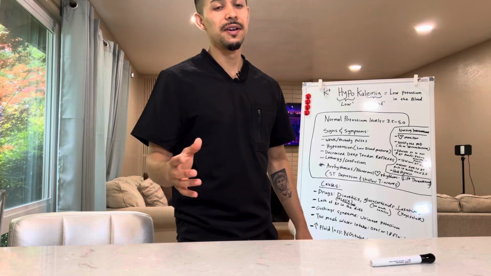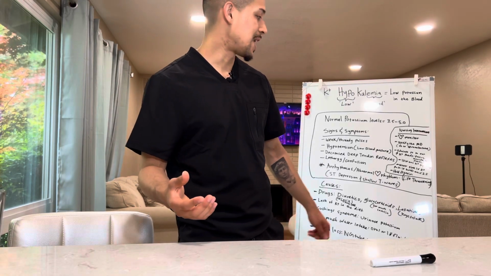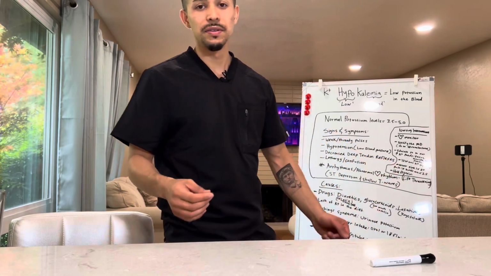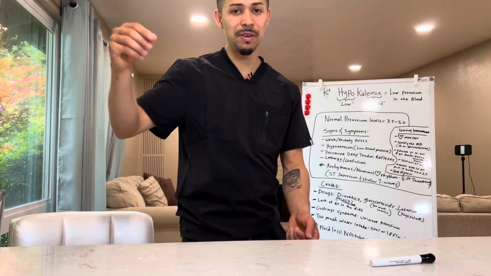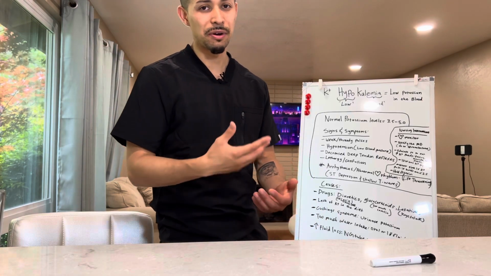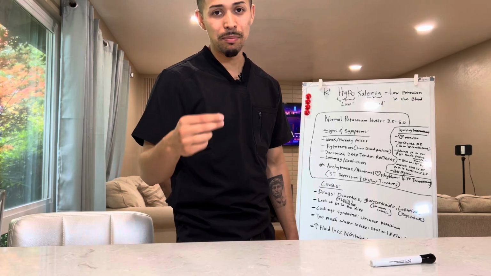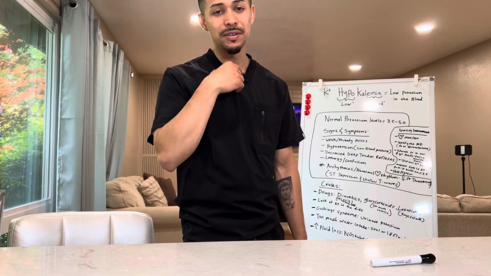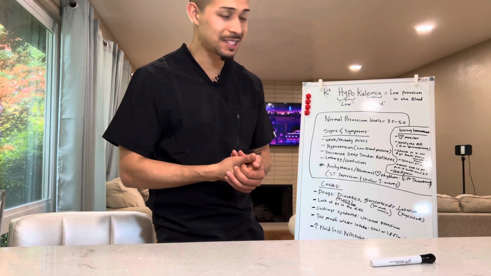Another way you can fix low levels of potassium is you can give them IV potassium. Through an IV bag, all that fluid will go through their vein into their system, and that'll increase their potassium levels. Or you can give them a tablet, a potassium supplement, and they'll take it, and that'll increase their potassium levels.